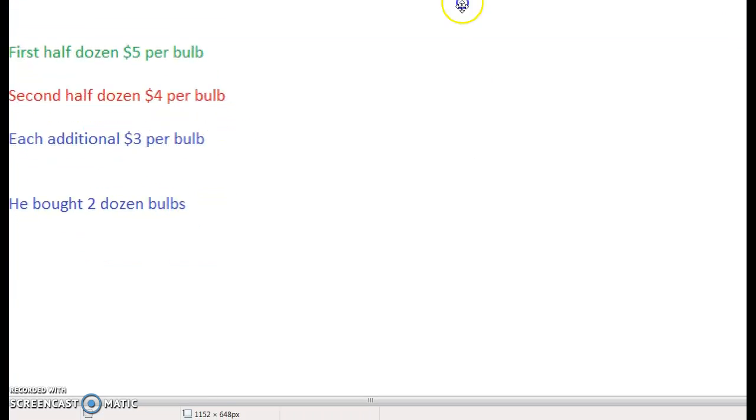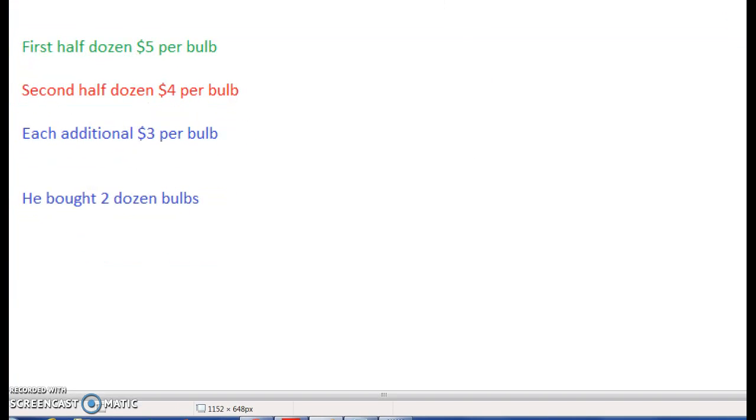So what we have is our first half dozen is $5 per bulb. Our second half dozen is $4 a bulb. Each additional bulb is $3 per bulb, and the person bought 2 dozen bulbs. Well, the first thing you have to do is know how much a dozen is and how much a half dozen is. So keep that in mind. A dozen is 12, which means a half dozen is 6. So he bought a total of 24 bulbs. That's how many he bought.